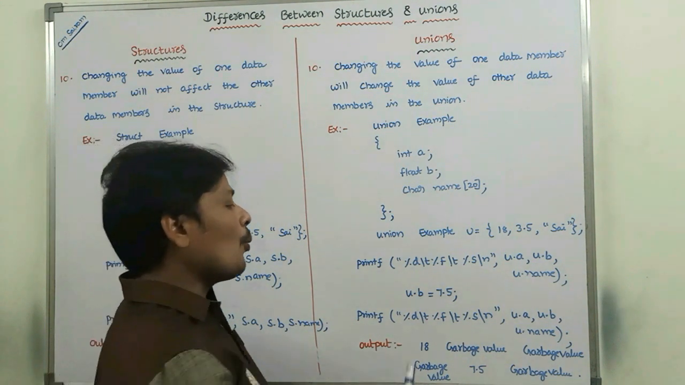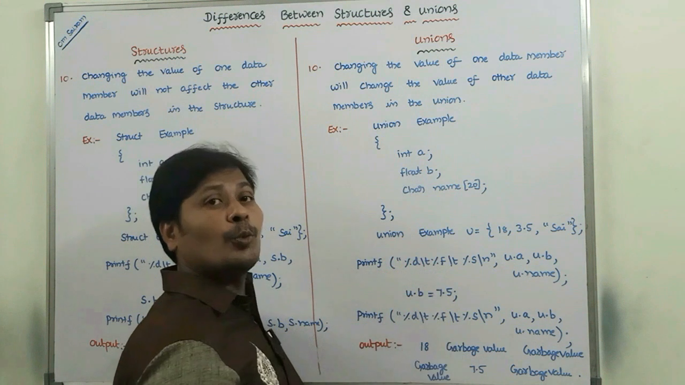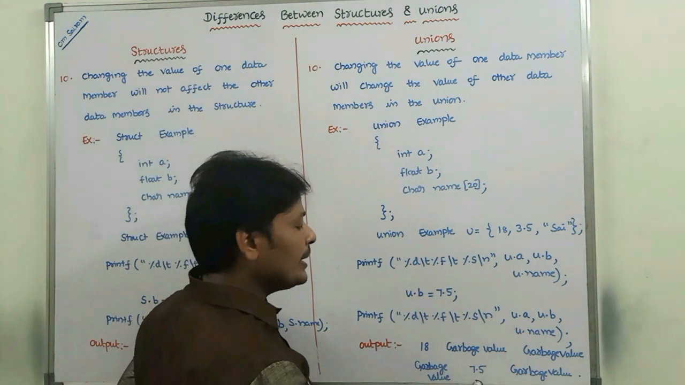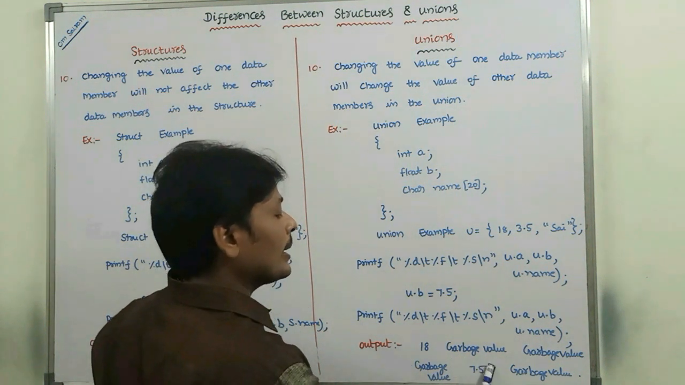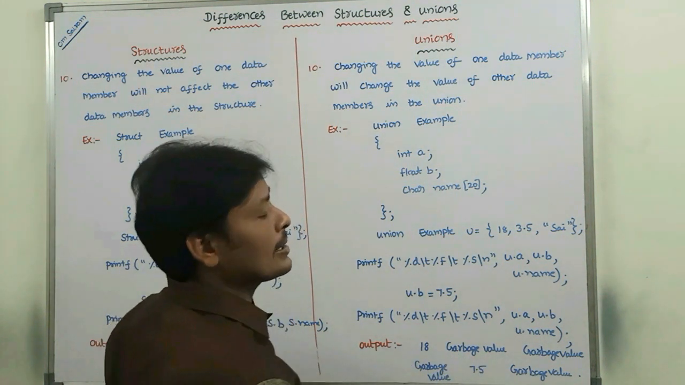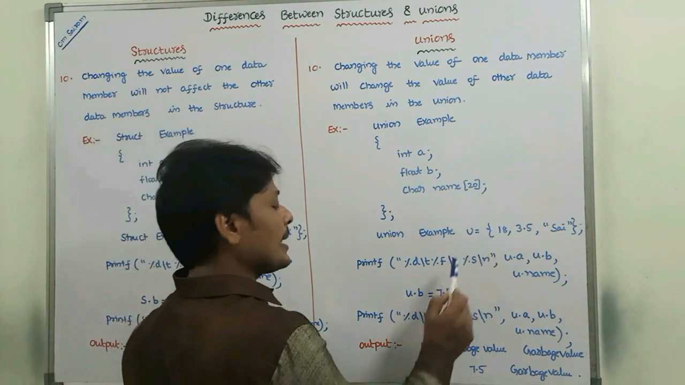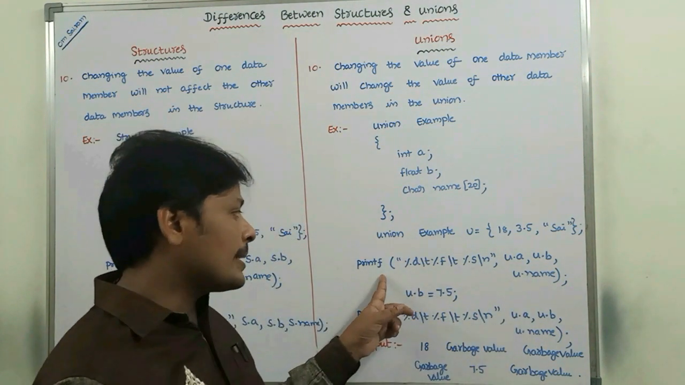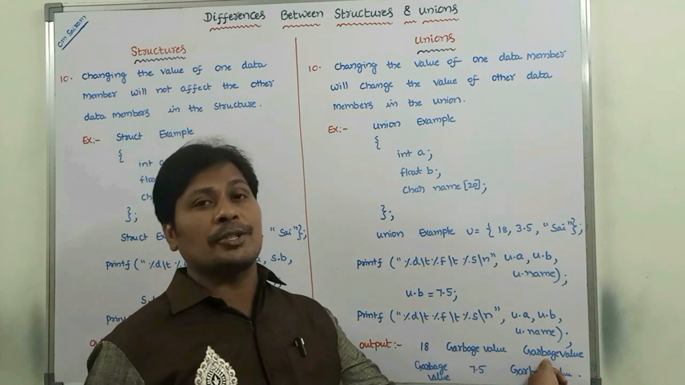Whatever data member value we modified, that data member can be printed correctly. The remaining data members contain garbage values. Here in this statement, what is the resultant value? So 18, garbage value, garbage value.